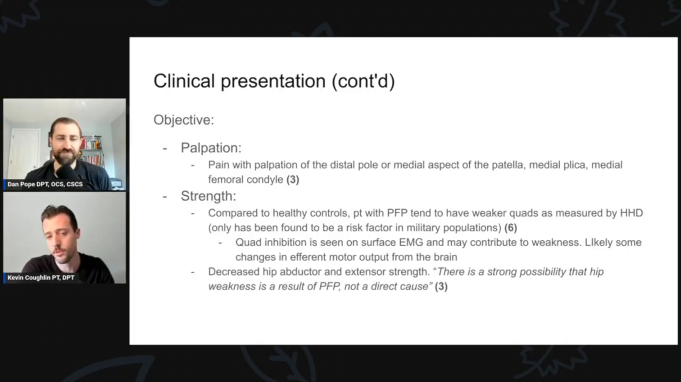And we did mention this a little bit earlier, but you might see decreased hip abductor and extensor strength. And then this was a quote from the clinical practice guidelines. There's a strong possibility that hip weakness is a result of patellofemoral pain and not a direct cause. So just make sure you're still separating those two in your head, but something clinically that we'll definitely be able to work on.